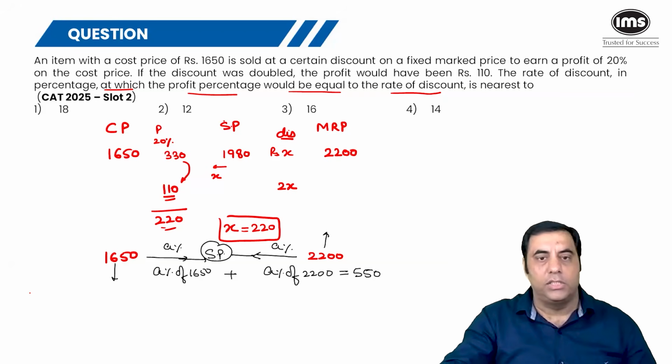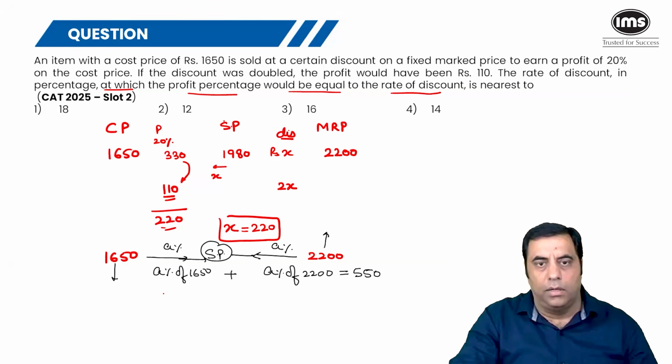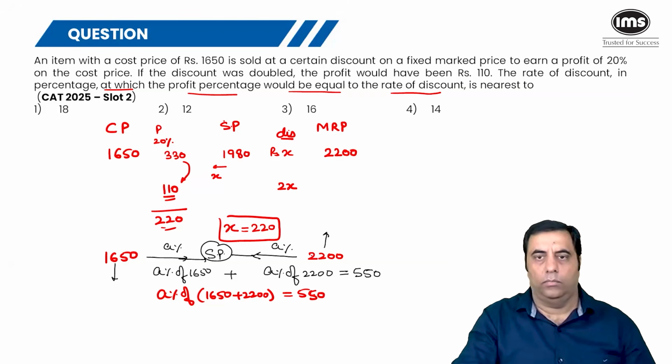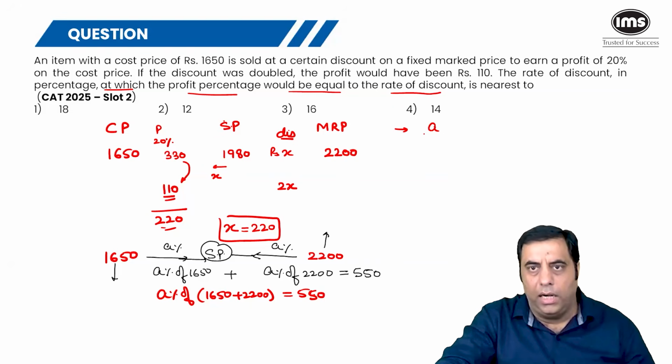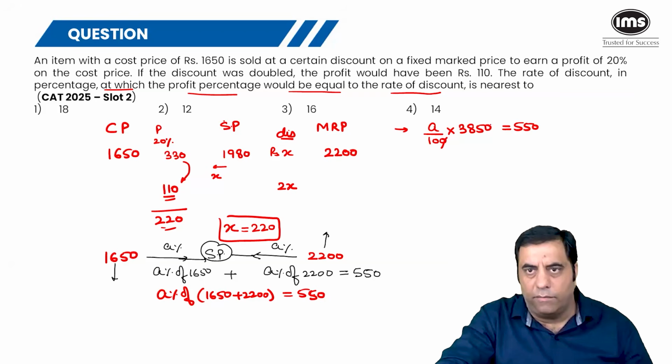And the moment I'm able to do this, you will see that this becomes A% of 1650 plus 2200 is equal to 550. Now if I solve this here, it becomes A upon 100 into 3850 is equal to 550. Now this 0 can be cancelled from here, which gives me that A is equal to 550 into 10 upon 385.